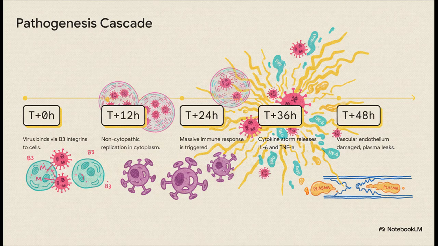Instead, its mere presence trips these massive immune alarm bells. Our own body completely overreacts. It triggers this catastrophic cytokine storm, flooding the system with inflammatory markers like IL-6. It's actually this overwhelming friendly fire that ends up damaging our vascular endothelium. Our immune system essentially shoots holes in the hull of our own blood vessels, causing blood plasma to leak out.